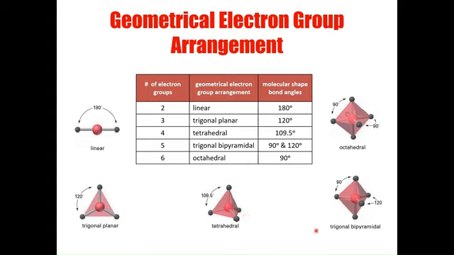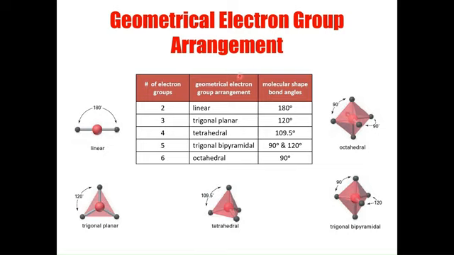The fourth shape is called trigonal bipyramidal. It has five electron groups that are arranged into what looks like two triangular pyramids that are stacked one on top of the other but base to base. And lastly, we have the shape octahedral. It has six electron groups and is called octahedral because the electron groups are arranged into a shape that has 8 sides.